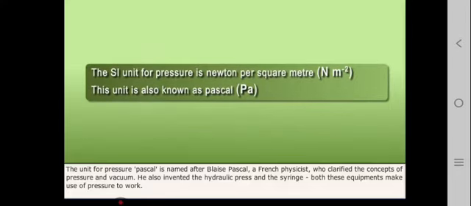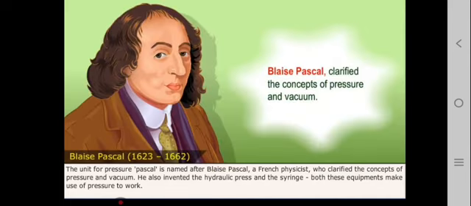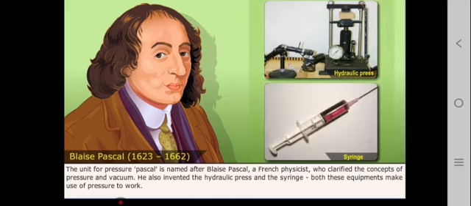Ever wondered why the unit for pressure is called Pascal? Well, it is named after Blaise Pascal, a French physicist, who clarified the concepts of pressure and vacuum. He also invented the hydraulic press and the syringe. Both these equipments make use of pressure to work.